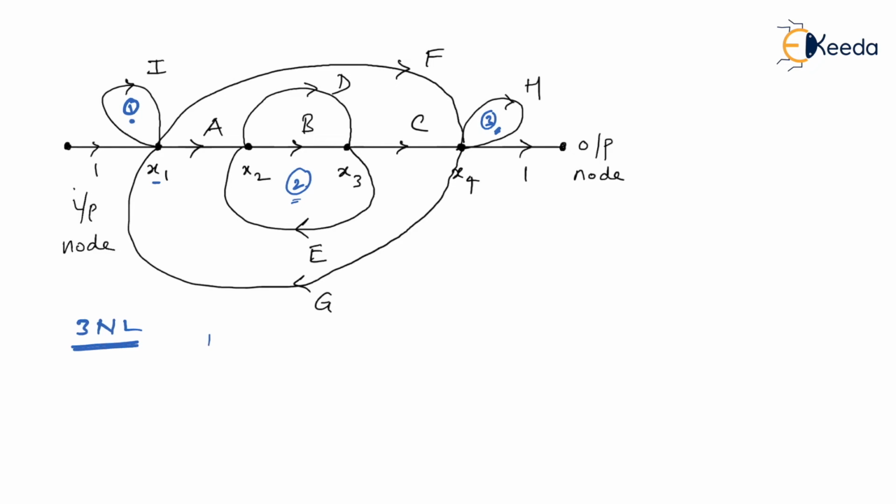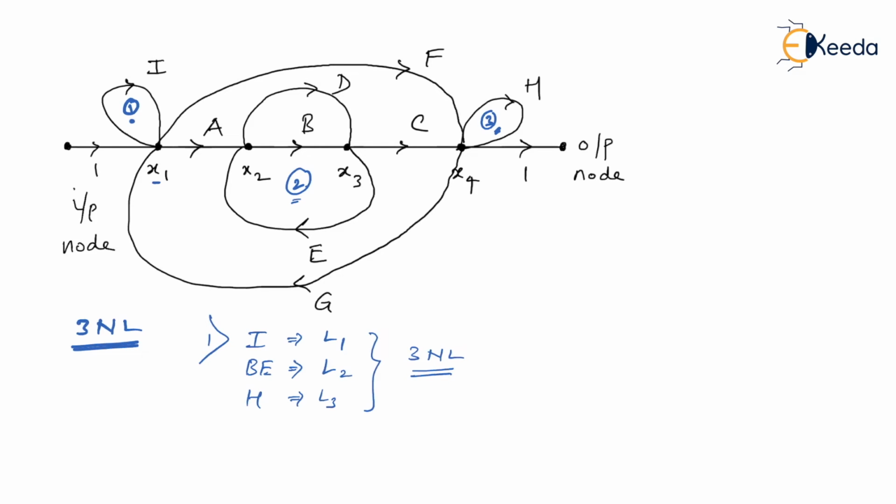According to L1, L2, L3 that I have already stated, the first loop, which is I, is nothing but L1. The second loop, which consists of BE, is L2. And one more is there, that is H, which is L3. I would say L1, L2, L3 is a set of three non-touching loops. So this is the first set I got, L1, L2, L3, as a part of three non-touching loops.